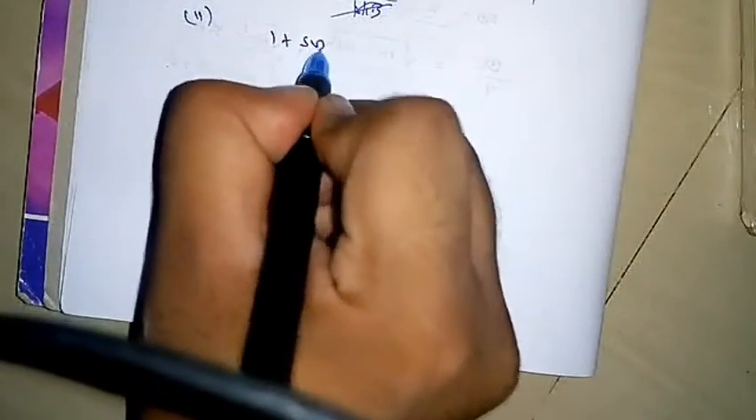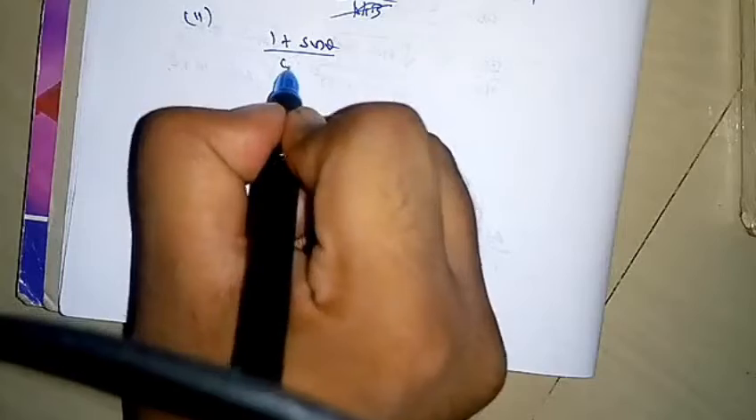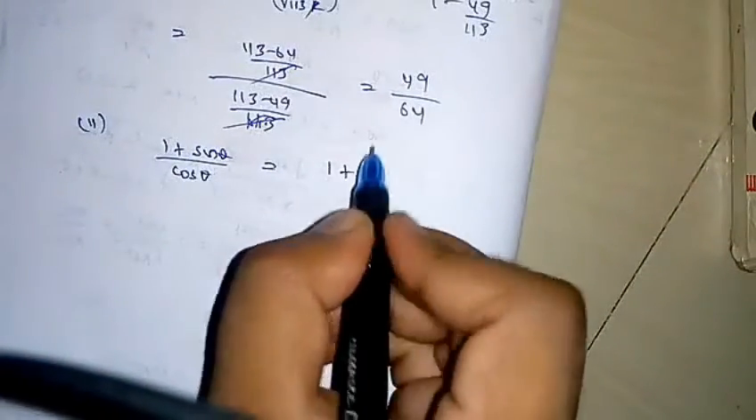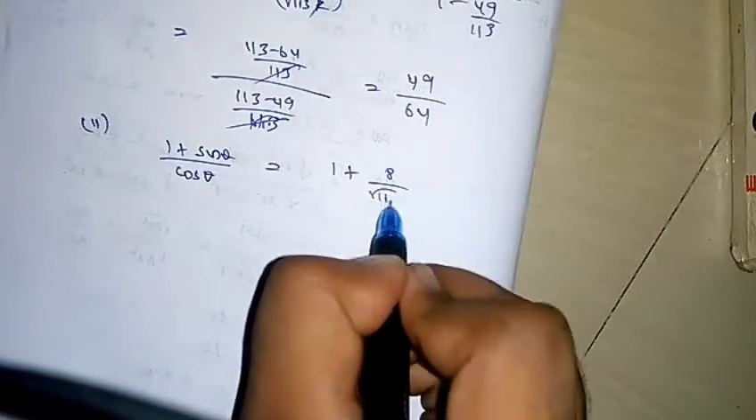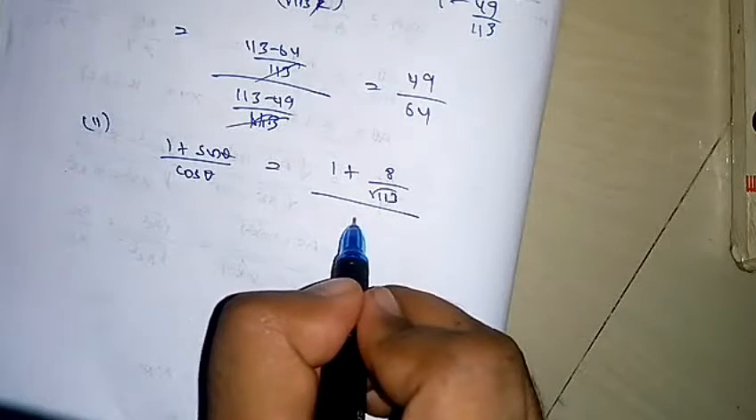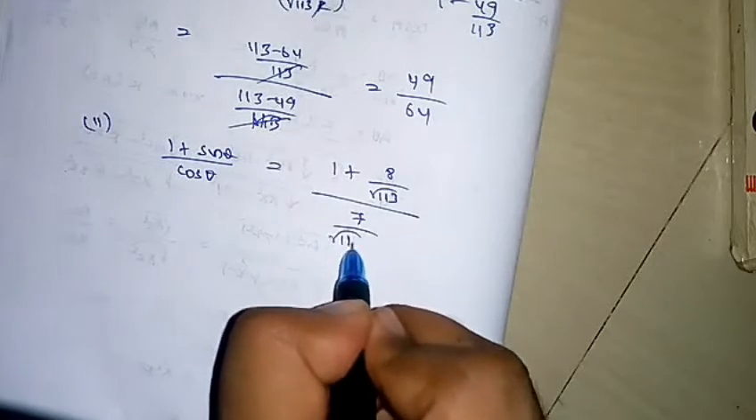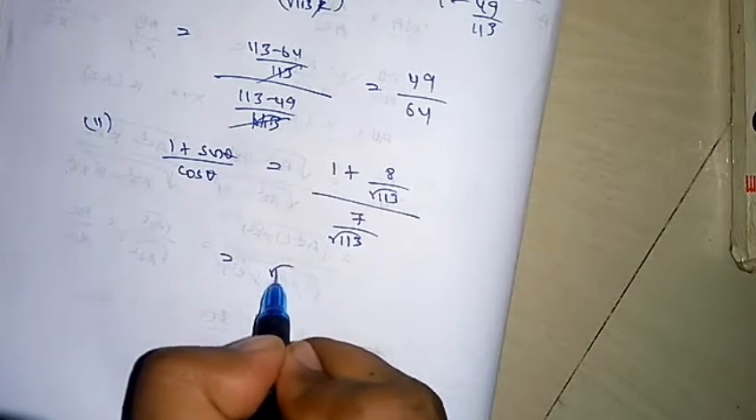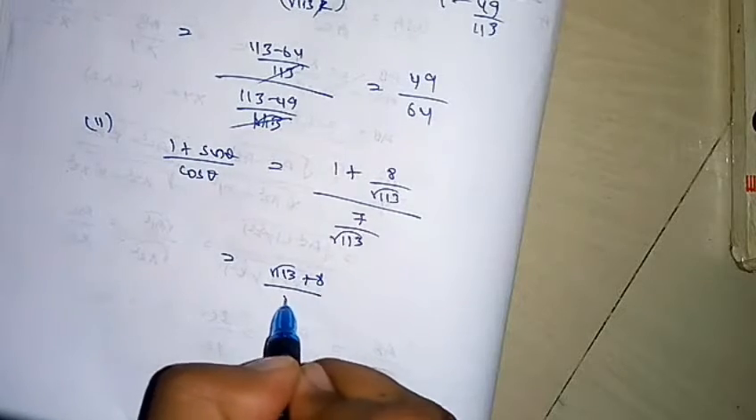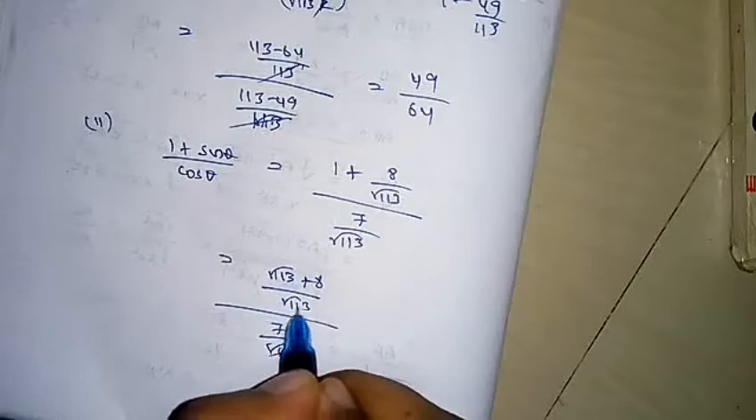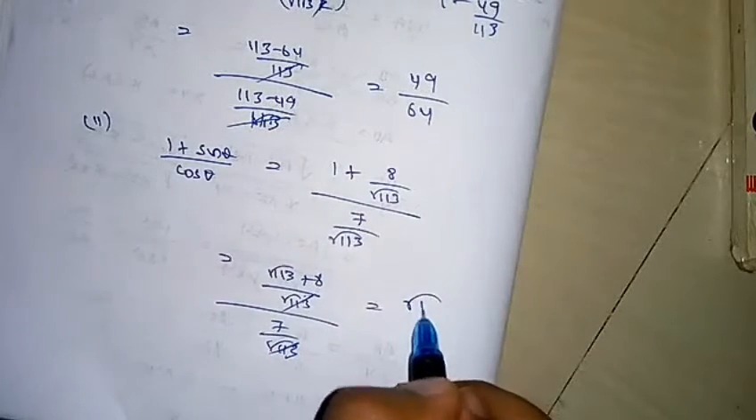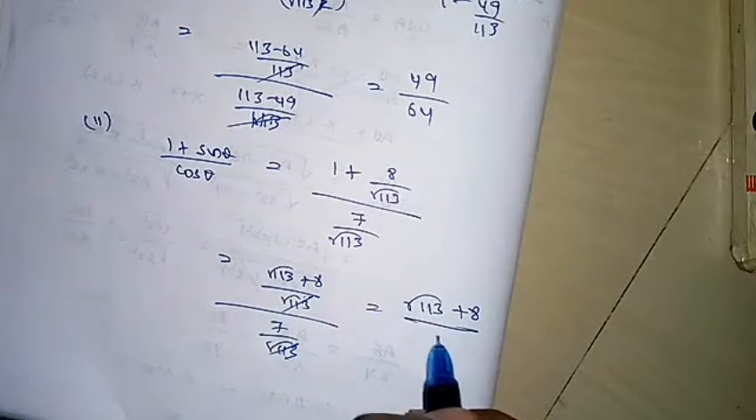Second bit is 1 plus sin theta by cos theta. It should be equal to 1 plus sin theta is 8 by root 113 by cos theta is 7 by root 113. It should be equal to root 113 plus 8 by root 113 by 7 by root 113. You can cancel root 113 and root 113. It should be equal to root 113 plus 8 by 7.